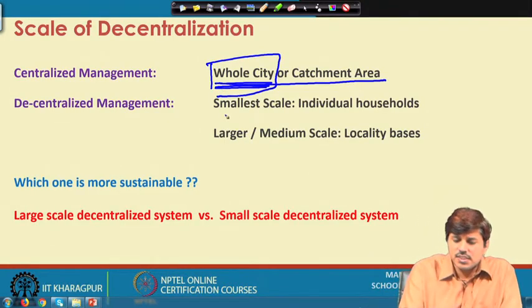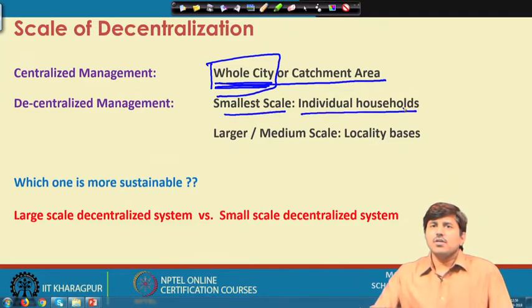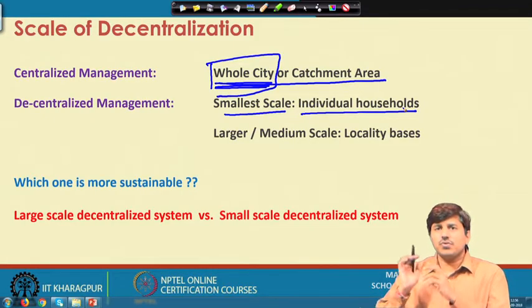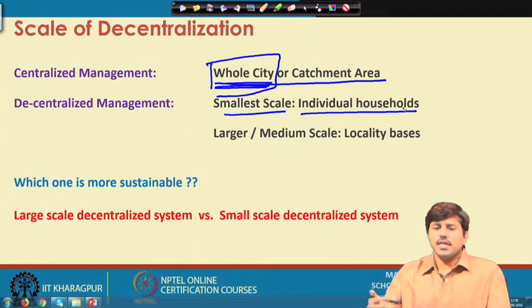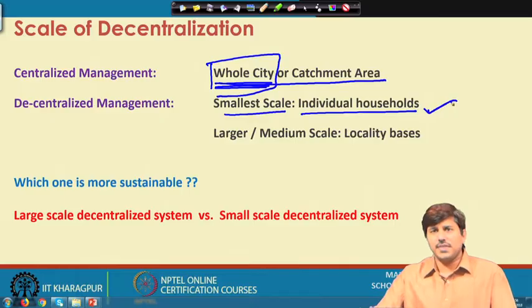The smallest scale of decentralization is the individual household. If individual households are managing their own wastewater or sewage at the household level itself, that has been quite a popular strategy, because people used to go for septic tanks. Each household used to have a septic tank. So, what is a septic tank? It is basically a decentralized treatment facility for the wastewater or the human excreta which is generated.